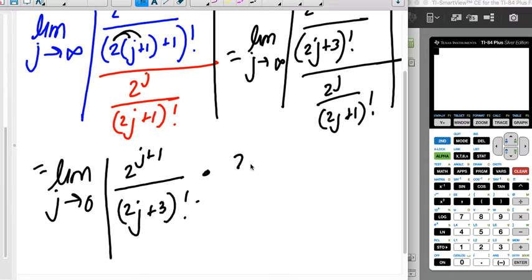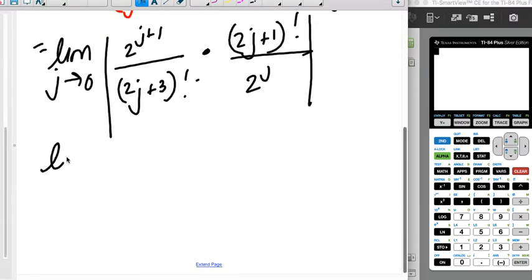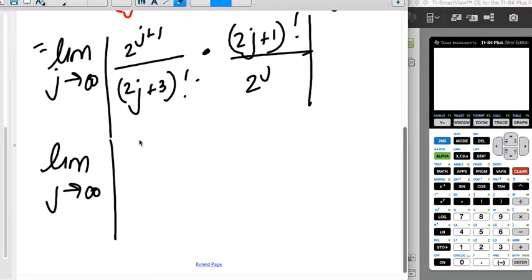So notice it's not an accident that I end up with the factorial on the top when the other factorial was on the bottom, right? So everybody ends up with a matching buddy. So I get that this is the limit as j approaches infinity. Sorry, I didn't mean to make it a 0 there, my bad. So this is 2 raised to the j plus 1 over 2 to the j, right?